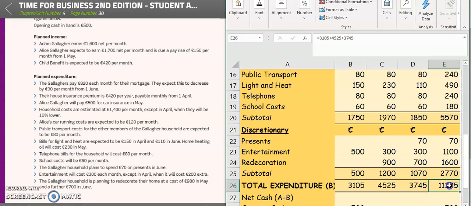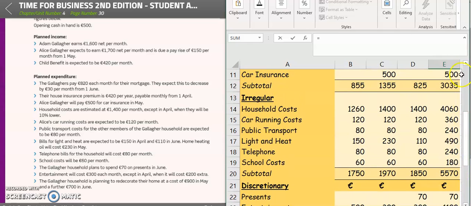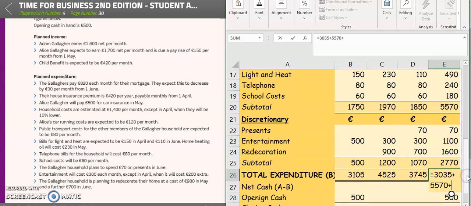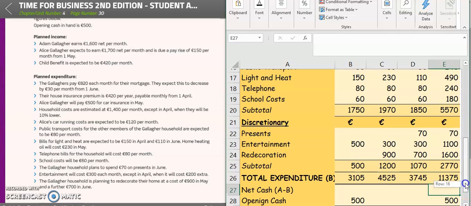Now you can check going down as well. So in your calculator, if you put 3,035 plus 5,570 plus 2,770, it will give you the same 11,375. And that's how you do your planned expenditure.